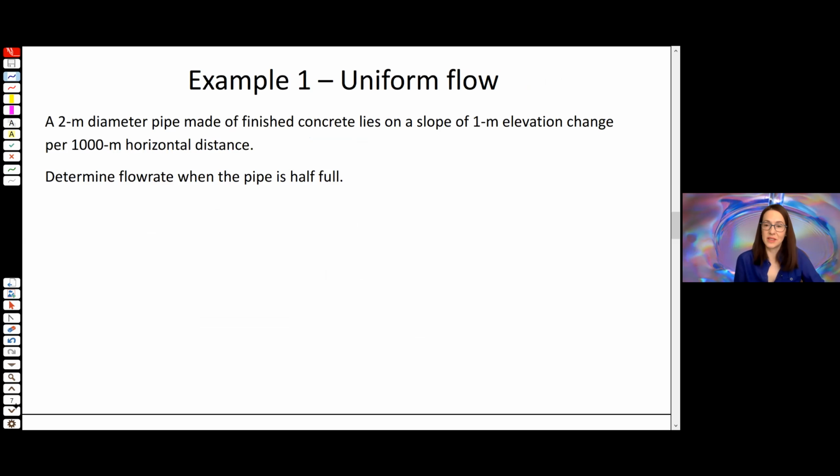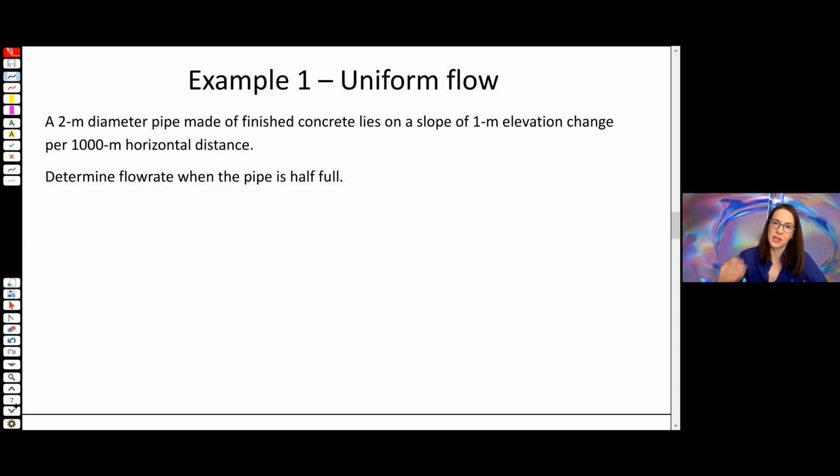All right, so let's just jump right into some examples. So here we've got a 2-meter diameter pipe made of finished concrete, and it's got a very slight slope, 1 meter of elevation change per 1,000 meters of pipe length. What's the flow rate when the pipe is half full, right?